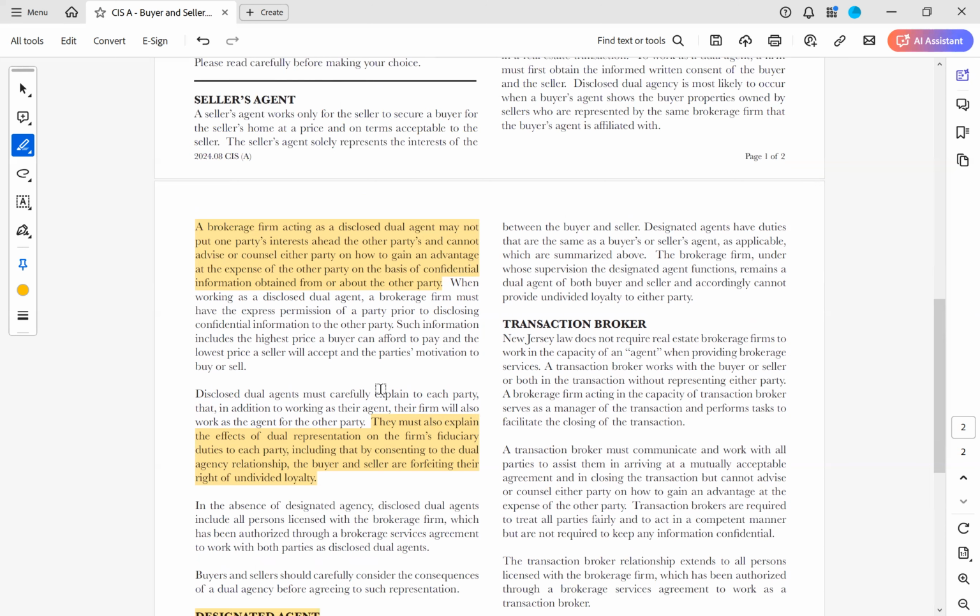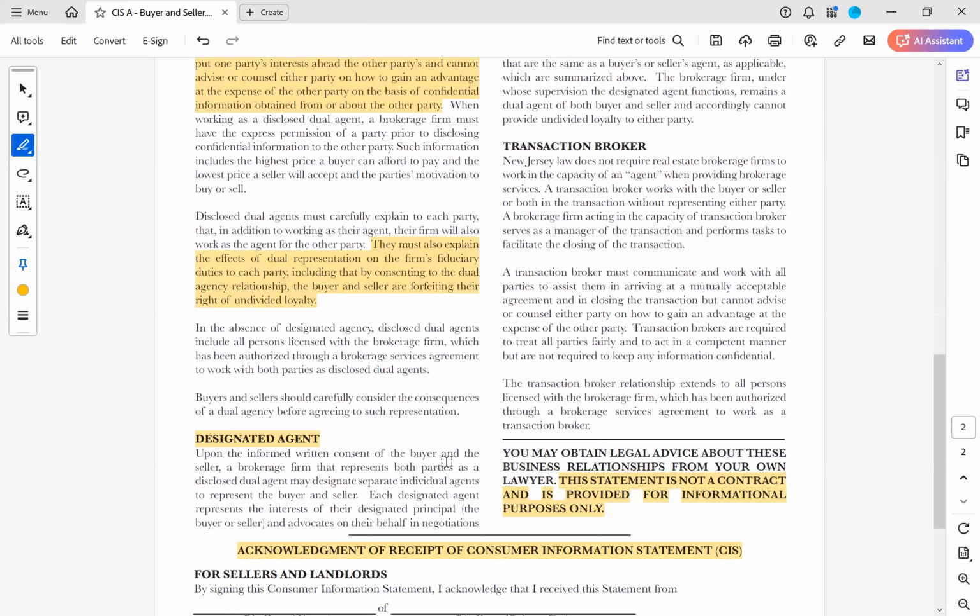When you're talking to your clients about dual agency, you have to explain the effects of dual representation of the firm's fiduciary duties to each party, including that by consenting to the dual agency relationship, the buyer and seller are forfeiting their right of undivided loyalty. So you have to understand you do become an intermediary with dual agency. Your clients need to understand you become an intermediary with dual agency. You cannot help one party gain an edge over the other. Can't do it.